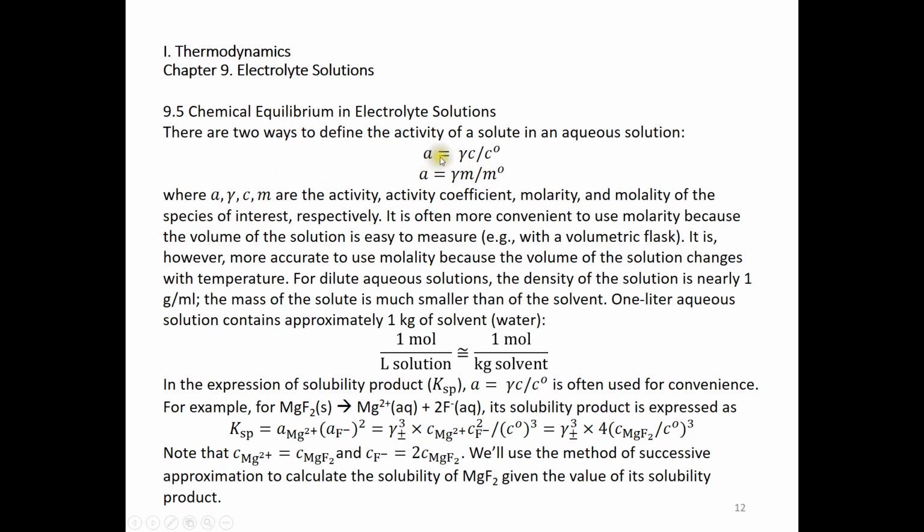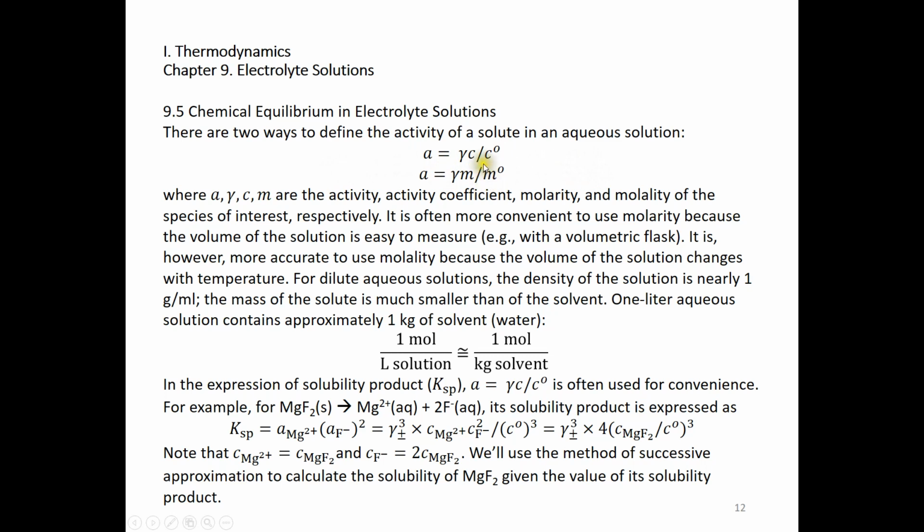The activity can be the activity coefficient times the concentration in molar over C0. The activity can be the activity coefficient times a molality over M0. So C0 is 1 mole per liter of solution. M0 is 1 mole per kilogram of solvent. Why do we have these two different definitions?